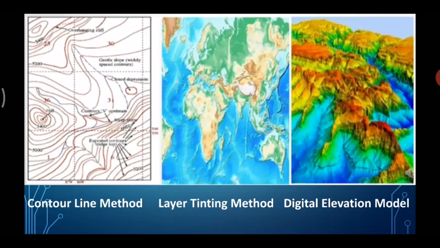The contour line is joining each line, and the second one is the layer tinting method. In that method there is use of different colors. We will see that later. Okay, it becomes easier to understand which method. And the third one is the digital elevation method.